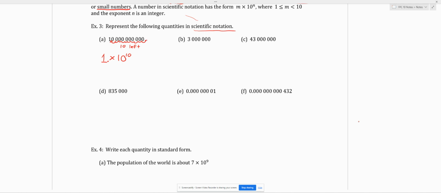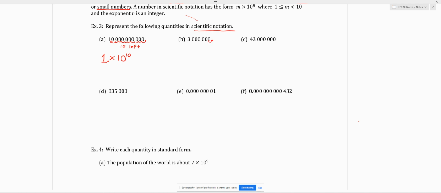So we purposely moved it this way, and we have to account for all of those zeros by saying that's the same as saying times 10 to the 10. So here's all my zeros in the 10 to the 10 piece, and then here's my actual number. Let's take a look at something that's not 1. This is 3 million. Again, my decimal's here.